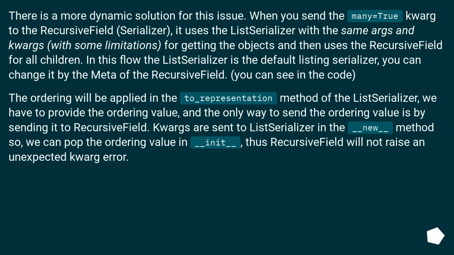The ordering will be applied in the to_representation method of the list serializer. We have to provide the ordering value, and the only way to send the ordering value is by sending it to the recursive field. Kwargs are sent to the list serializer in the __new__ method, so we can pop the ordering value in __init__, thus the recursive field will not raise an unexpected kwarg error.